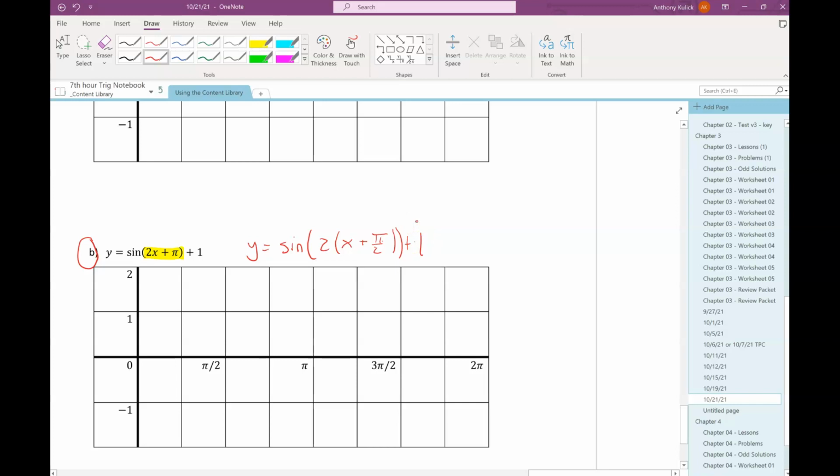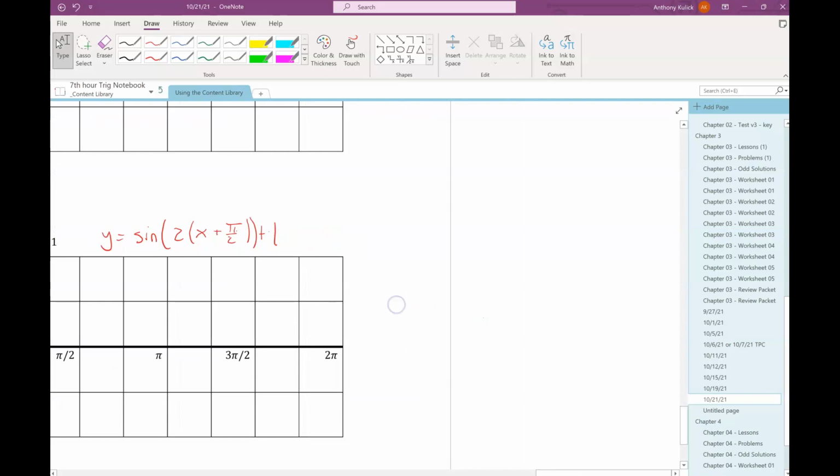You okay with how I factored that? Yeah. Riley? Of course. Wouldn't be class if you didn't. So the a is 1. The c is 1/2. h is -pi over 2. And k is 1.